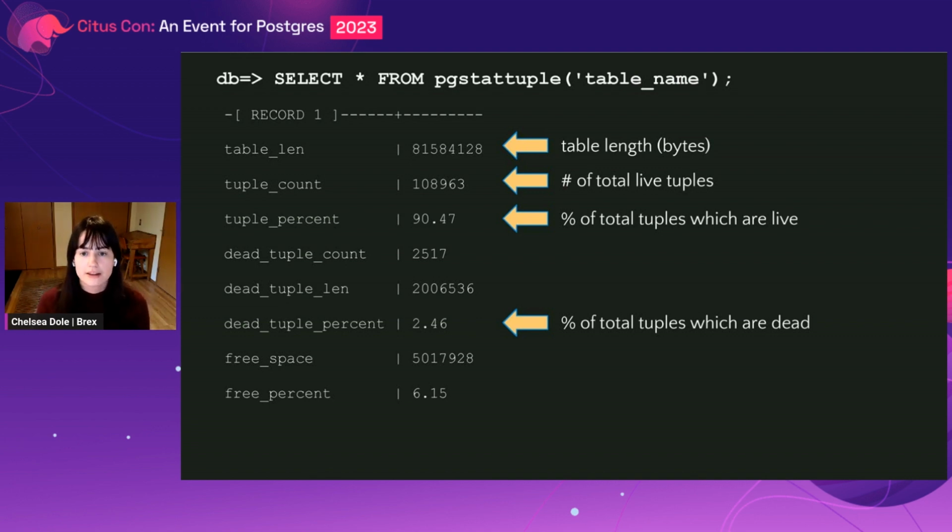You would see your table length in bytes, your total number of live tuples, the percentage of total tuples which are live, and then the percentage of total tuples which are dead. The percentage we're mostly going to focus on is this dead tuple percent, which in this case is 2.46.